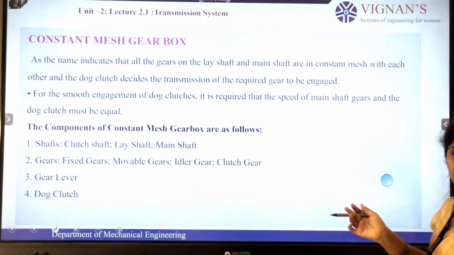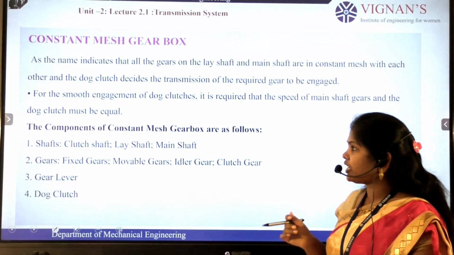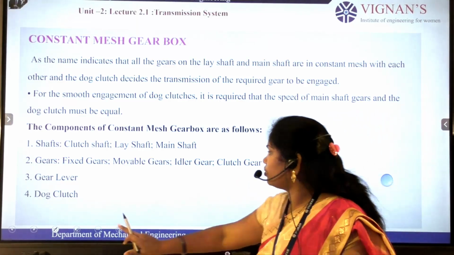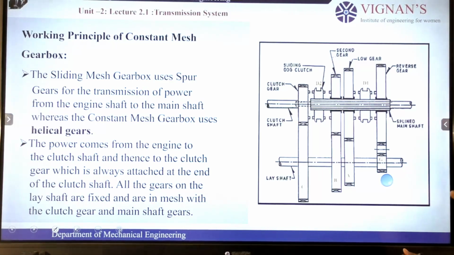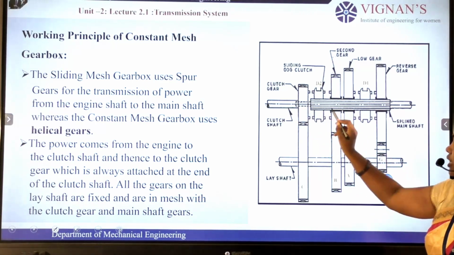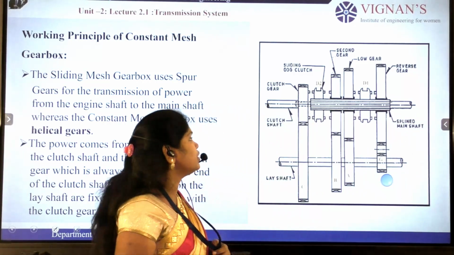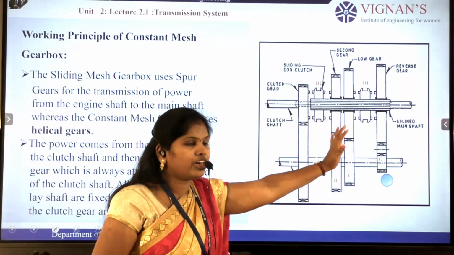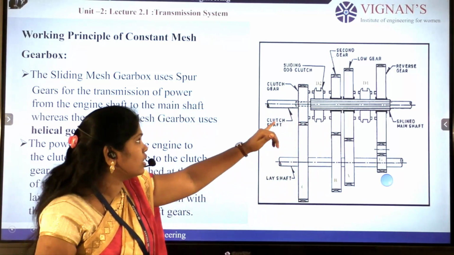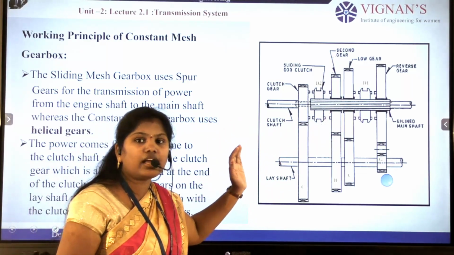The constant mesh gearbox was developed. In the constant mesh gearbox, the construction of the lay shaft, main shaft and clutch shaft is as usual. But in the constant mesh gearbox, the gears are constantly meshed. Here we don't have any movable gears. Here the movable part is the dog clutch. With the help of the dog clutch, we are engaging and disengaging the gears.